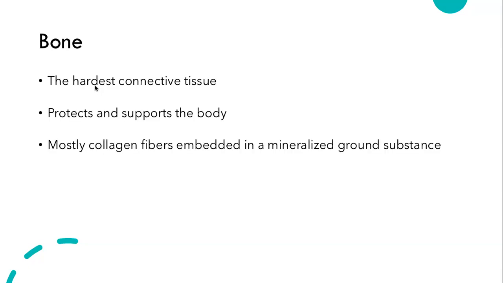Okay, now let's talk about bone, the other connective tissue. It's obviously the hardest connective tissue. It protects and supports the body. It's mostly made up of collagen fibers that are embedded in the ground substance, but in the bone, the ground substance is mineralized, right? You know that bones are hard. If the ground substance was not mineralized, bone would mostly be made up of collagen fibers, and that would mean the bones would be bendy and stretchy, and we don't want bones to do that, right? We want to be able to stand upright and do all the things that we need to do. So that's why we need a mineralized ground substance for bones.